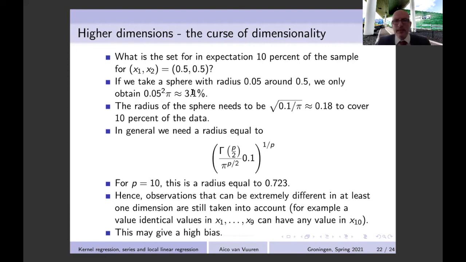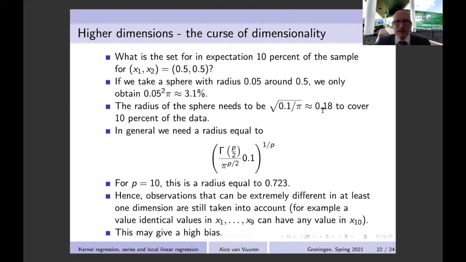So therefore, what we need to do is increase the radius. The question, of course, arises, how large should that radius be? Well, that's going to be equal to, in this case, the square root of 0.1 divided by pi. That's roughly equal to 0.18. So the radius should not be equal to 0.05, but it should be equal to 0.18.